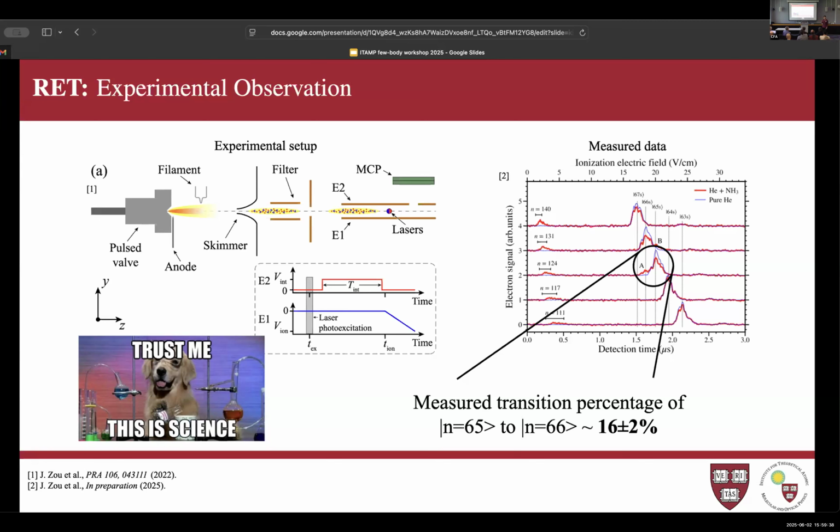So this is the process that we want to understand. And here's a measured percentage of the transition after the time that the beam occurs before the ionization time. It's about 16% that they see of this. So it's a small percentage, but statistically significant. And this is what we want to understand.